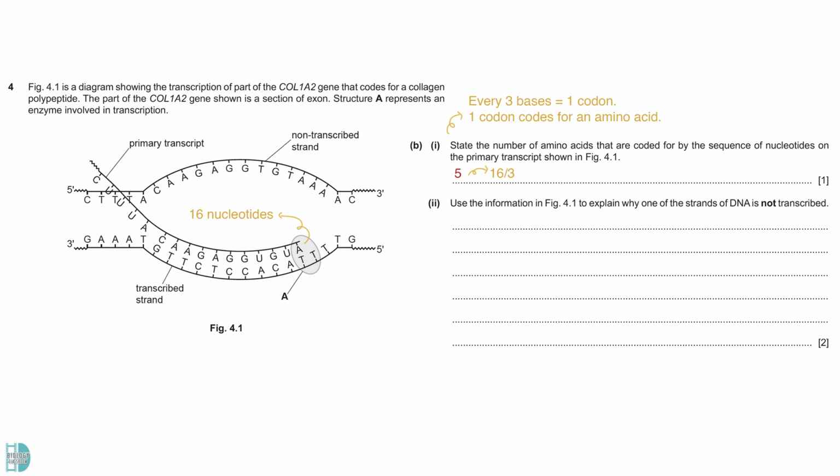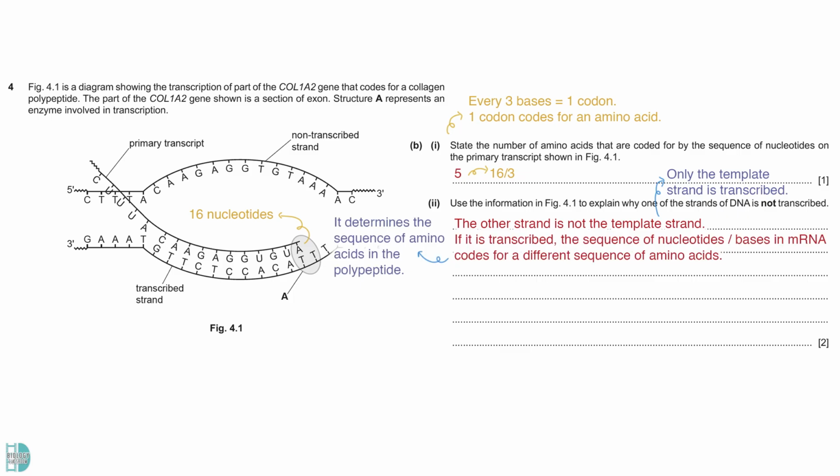Using the information in figure 4.1, explain why one of the strands of DNA is not transcribed. In transcription, only the template strand is transcribed. The other strand is not the template strand. The sequence of bases is used in translation to determine the sequence of amino acids in the polypeptide. So, if the non-template strand is transcribed, the sequence of nucleotides or bases in mRNA will not be the same as the intended code. It will code for a different sequence of amino acids.